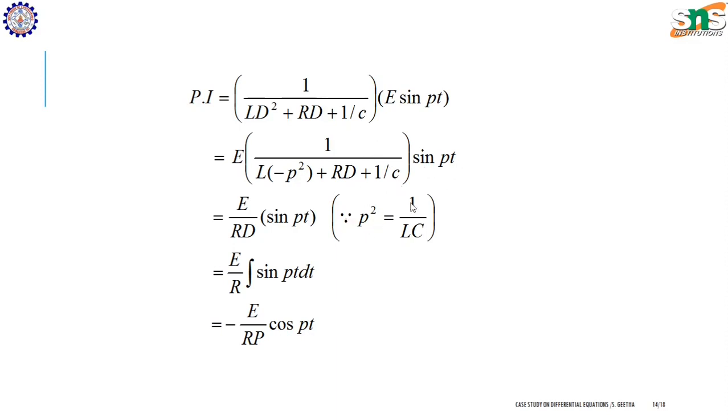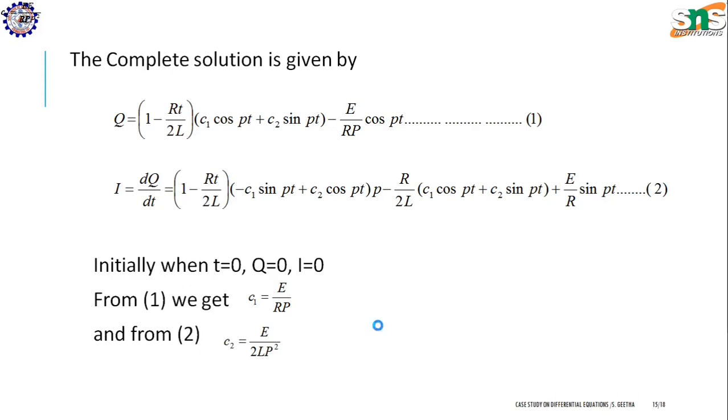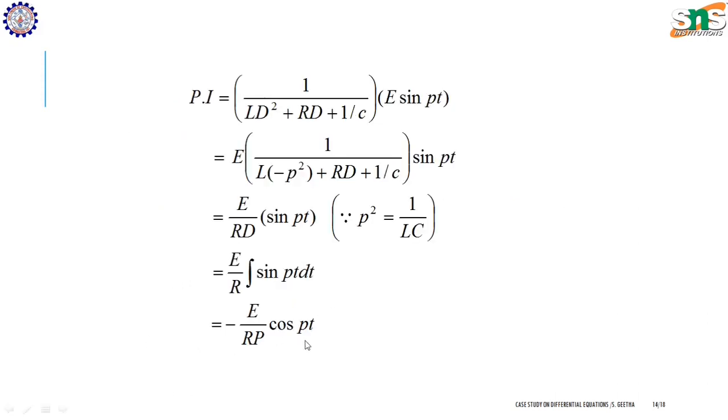Here p square is equal to 1 by L into C. Substituting this value here, the above will become E by R into D sin pt. Here in the denominator we have D, which is nothing but integration. So which is equal to E by R into integration of sin pt dt. Integration of sin gives minus cos divided by t's coefficient p. So which value is equal to minus E by Rp into cos pt.